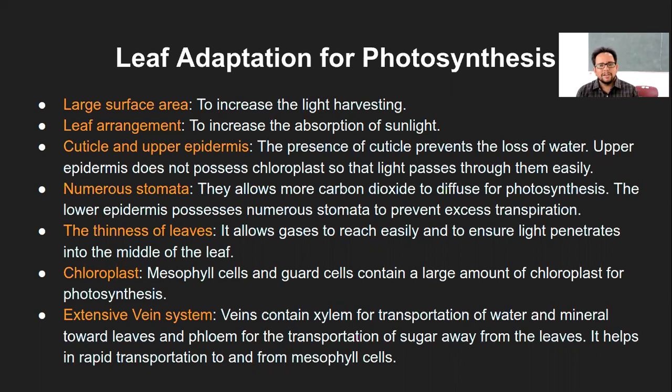And the chloroplast itself, the leaf structure has a large number of chloroplasts so that it can perform photosynthesis, and that is one of the adaptations that the plant has developed over time. Extensive vein system. Again, this is very much required for transportation of water through xylem as well as phloem.